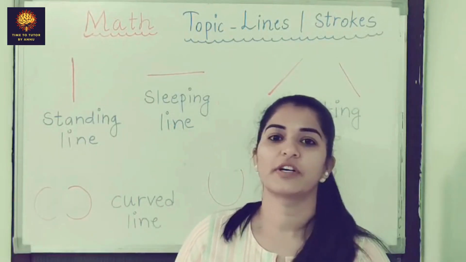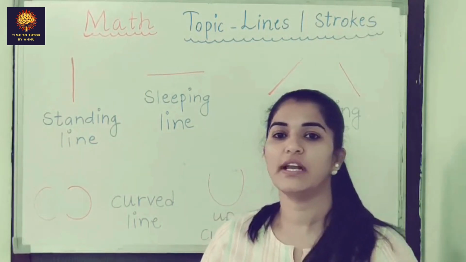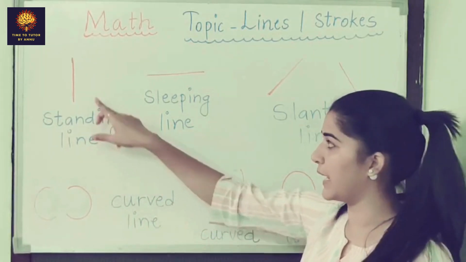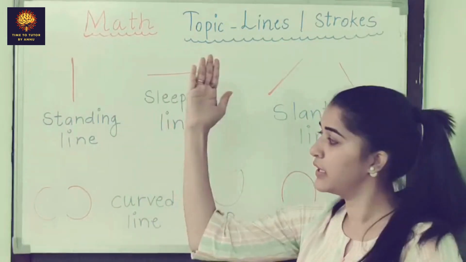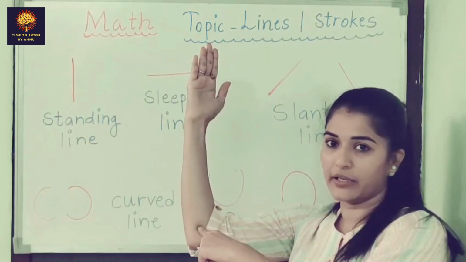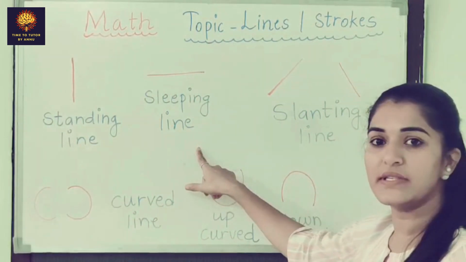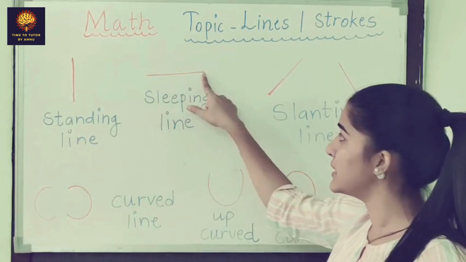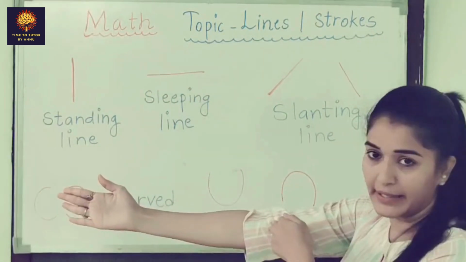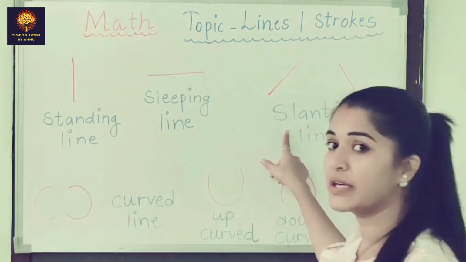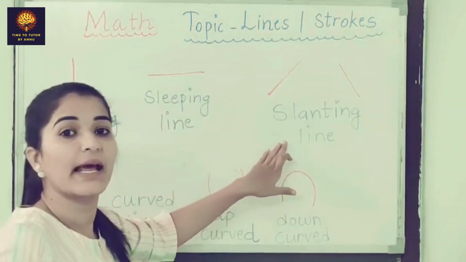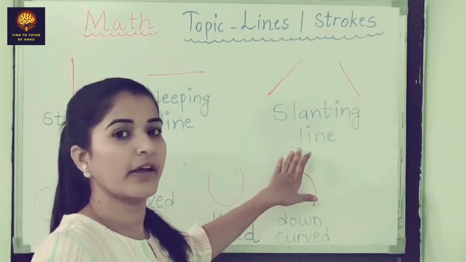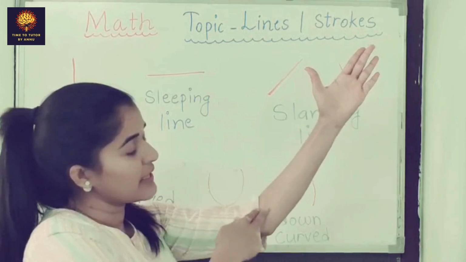So students, first of all, I will introduce the lines to all of you. See, this one is a standing line. Now the next one you can see is a sleeping line. Now the next one is a slanting line. Left slanting line, right slanting line. Both lines are here.